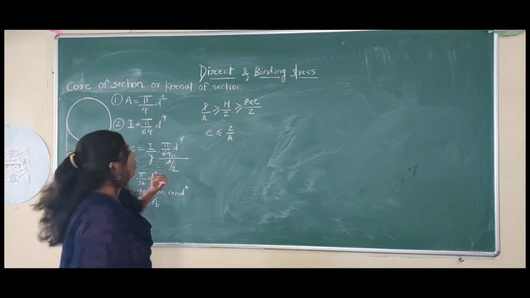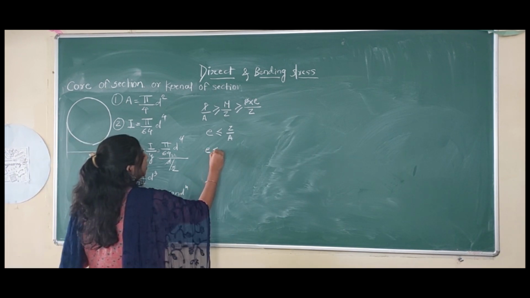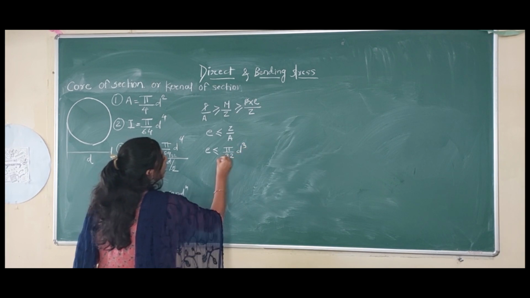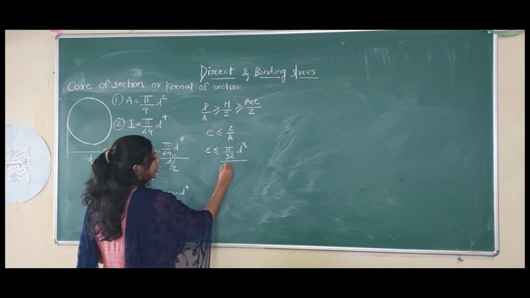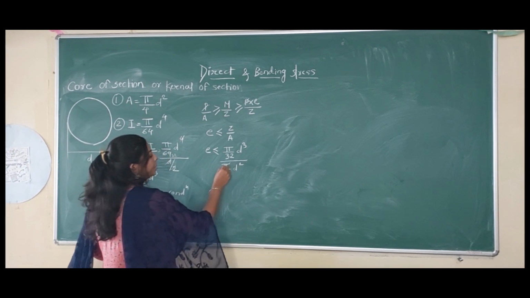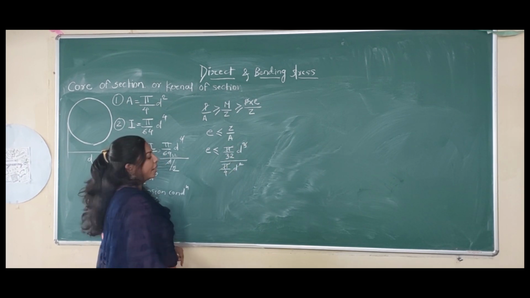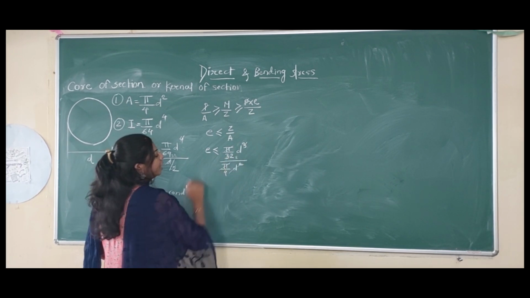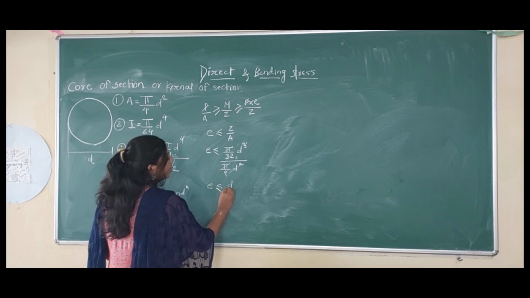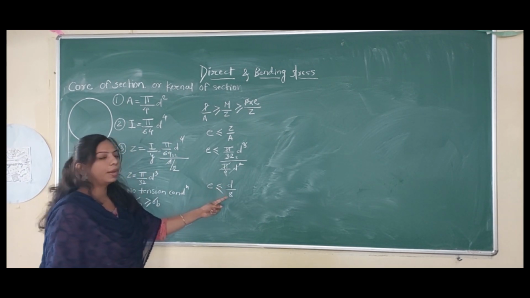Z upon A. For solid section, Z is pi by 32 d cube and area is pi by 4 d square. This pi gets cancelled, d square and d cancel, 4 8s are 32. So e should be less than or equal to d upon 8. Eccentricity should be less than or equal to d upon 8.